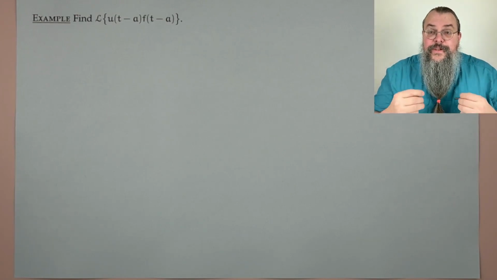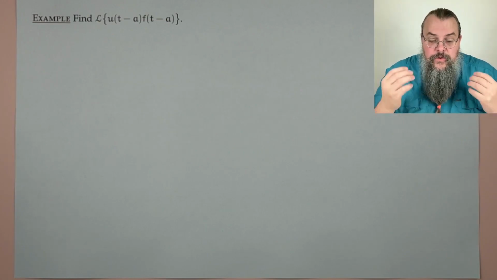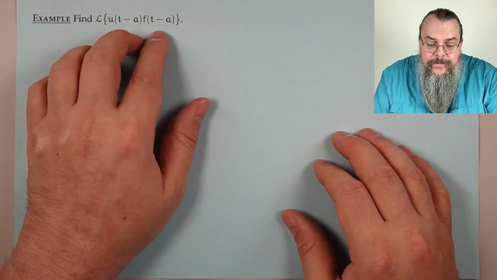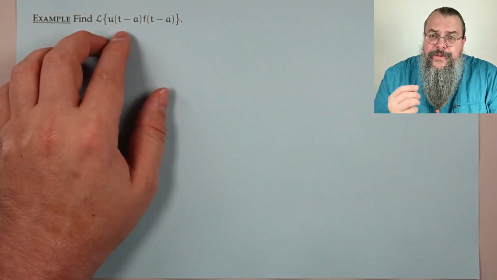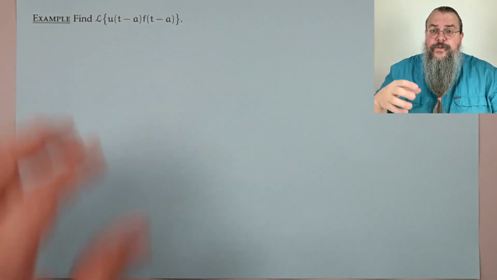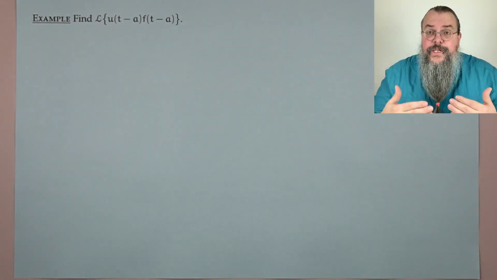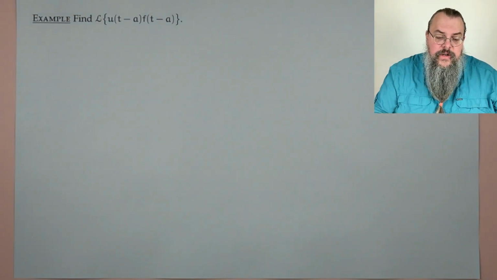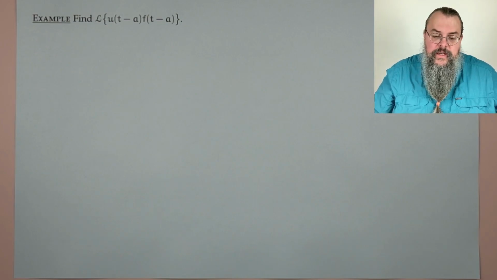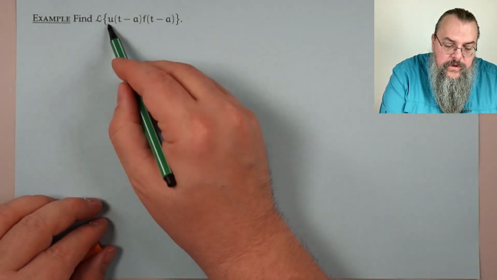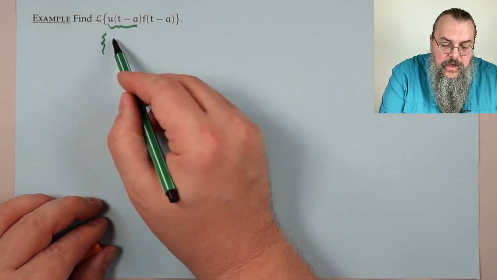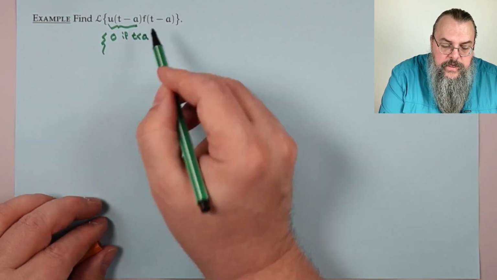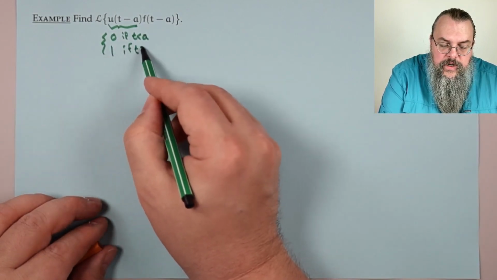And it comes down to the following example. So we want to find the Laplace transform of u(t minus a) f(t minus a). Now we've talked about the function u(t minus a) before. Now u is the unit step function. We should really think of it as an on-off function. And so what happens here when we look at u of t minus a, it says we're going to have two things. This is either going to be 0 if we're below a, and we're going to be 1 if we're greater than or equal to a.